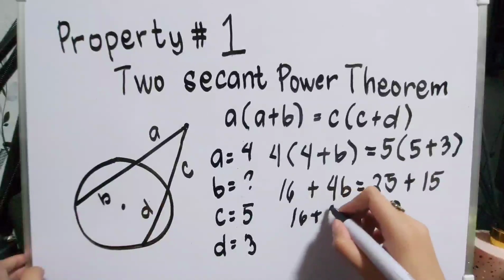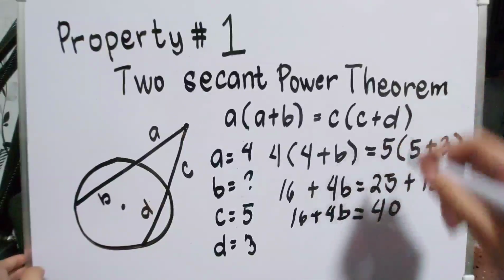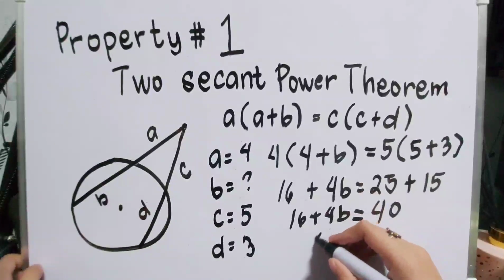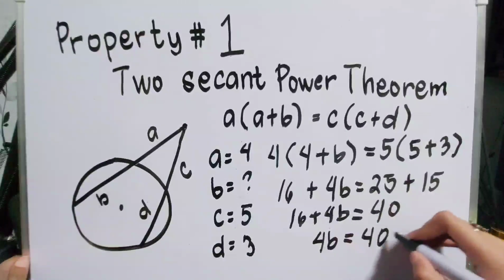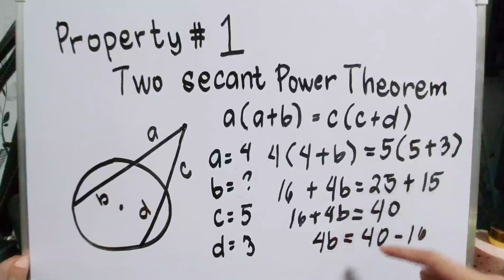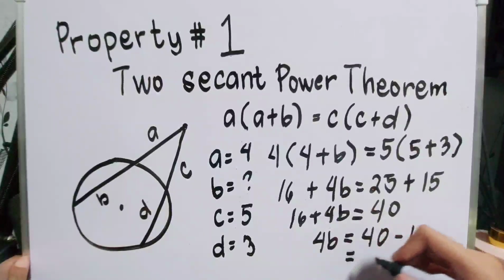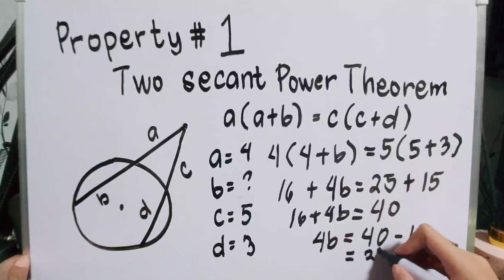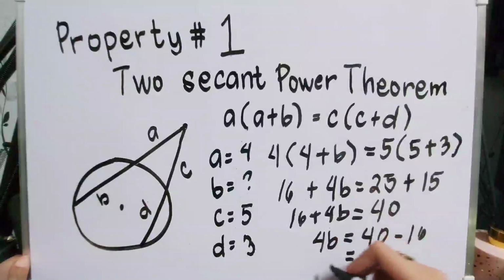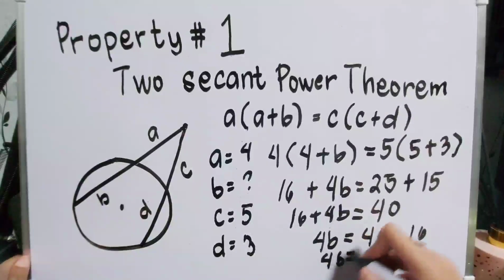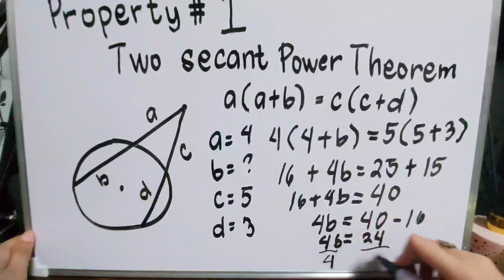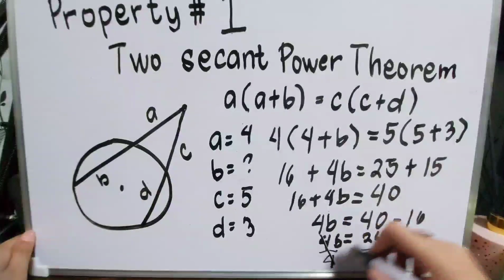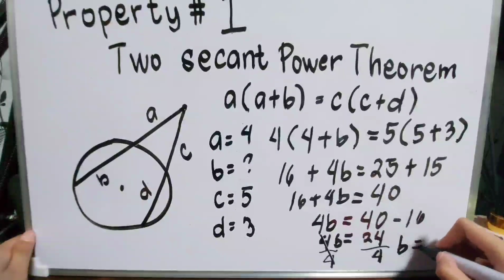16 plus 4B. So, this will become 4B is equal to 40 minus 16. So, 40 minus 16 is 24. 4B equals 24. Divide both sides by 4. Our B is equal to 6.